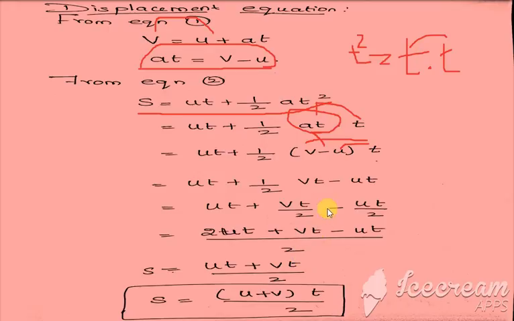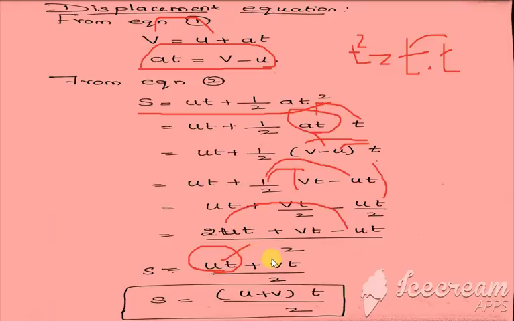Now multiply this t inside. So we get s is equal to ut plus half into the bracket vt minus ut. Now multiply this half inside. So half vt can be written as vt by 2 minus ut by 2. Now this is without the denominator, so we are going to take LCM. So this becomes 2ut plus vt minus ut, all divided by 2. Now this is 2, this is minus 1. So 2 minus 1 is 1. So we are getting just ut plus vt.